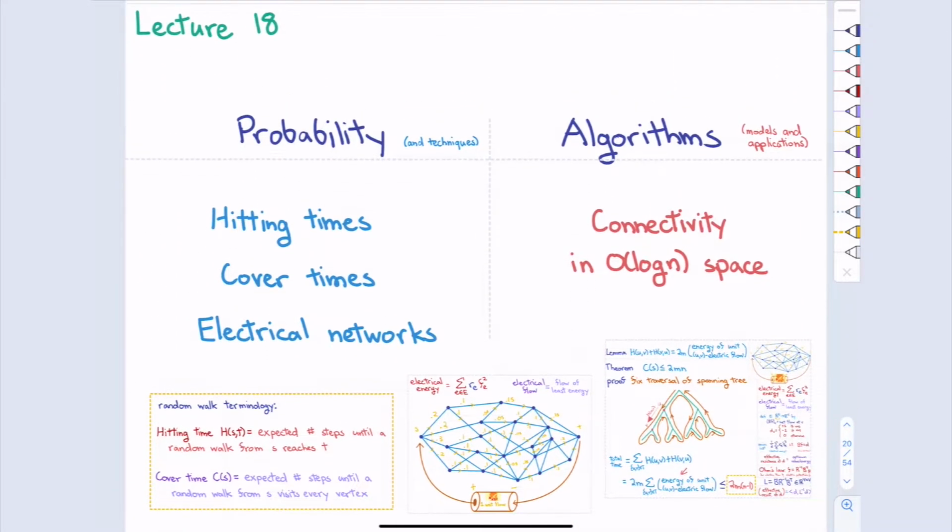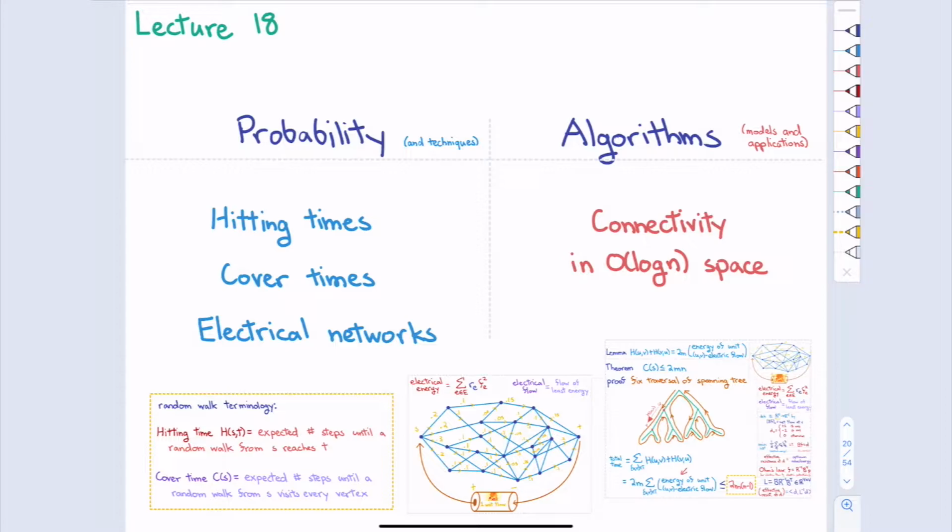But then last time we were looking at the problem of how to do connectivity in log n space. The algorithm, it turns out, was very simple: just randomly walk around for polynomially many steps, and see if you get to the place you're looking for. But that introduced notions like hitting time and cover time, right? Hitting time is the expected number of steps to get from point A to point B. It could be infinite if you can't get from point A to point B.